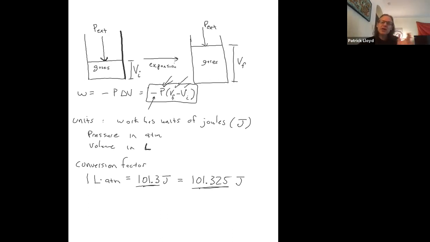All right, so that's a lot of background for the work of a gas cylinder. So what I want to do is show you an example of this. We're going to look at a problem where we actually calculate the amount of work for expansion or compression of a gas cylinder. So let me see if I've got one here. Yep, there we go.